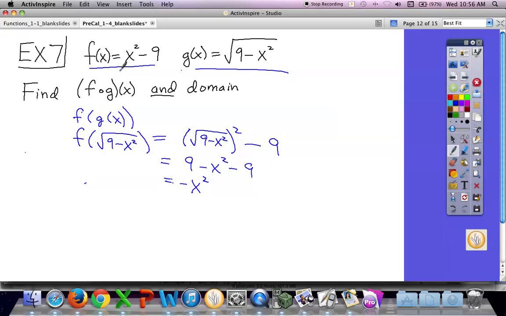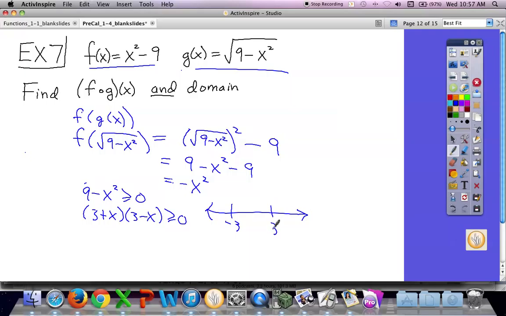So how do I figure out what's the domain of the square root of 9 minus x squared? Good. So we're going to say 9 minus x squared is greater than or equal to 0. Then what? Factor: 3 plus x, 3 minus x greater than or equal to 0. Right? If I do the critical numbers, then I have negative 3 and positive 3. And I could test 0 in the middle.